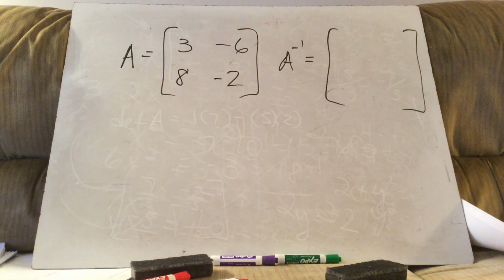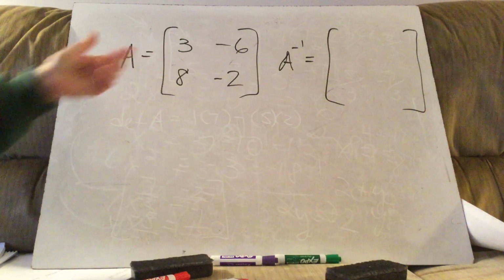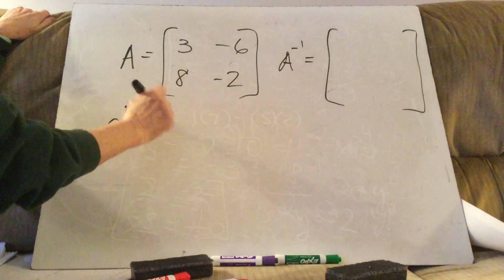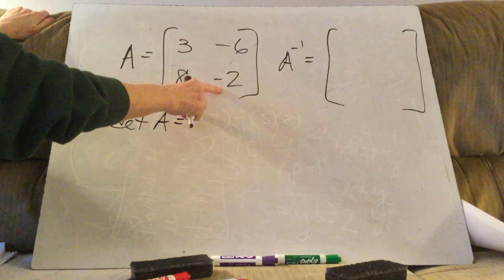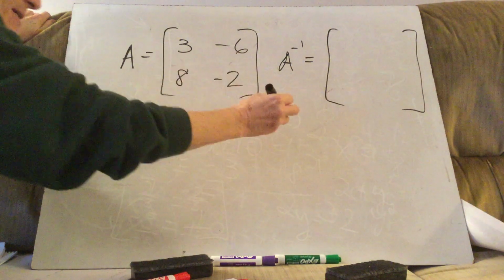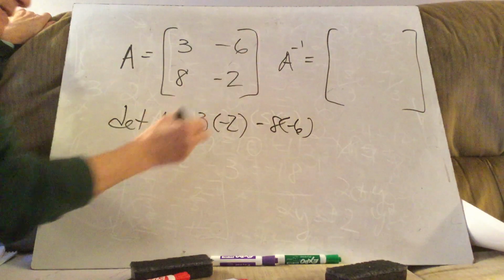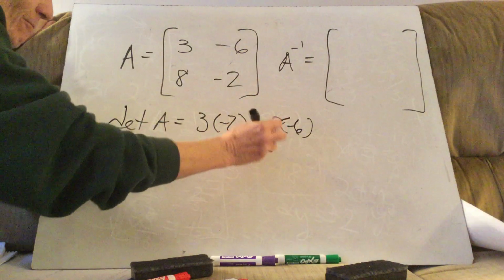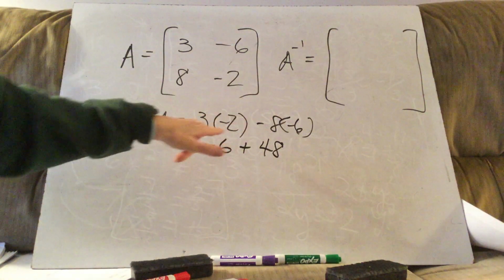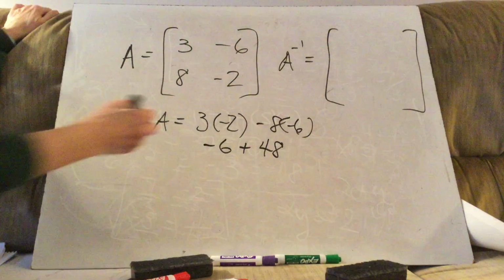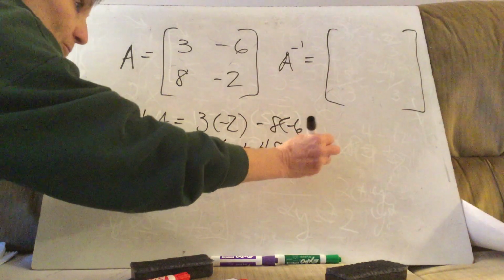You're going to be finding the inverse of a 2 by 2 matrix. So here's some random 2 by 2 matrix, just made up the numbers, nothing special. Step 1, find the determinant. So 3 times -2, 8 times -6, and subtract them. So this is going to be -6 plus 48. Now, it's plus because it's -6 minus -48. So that gives me a determinant value of 42.